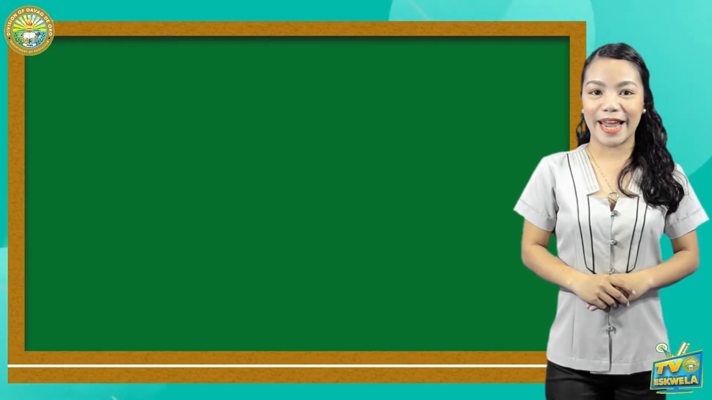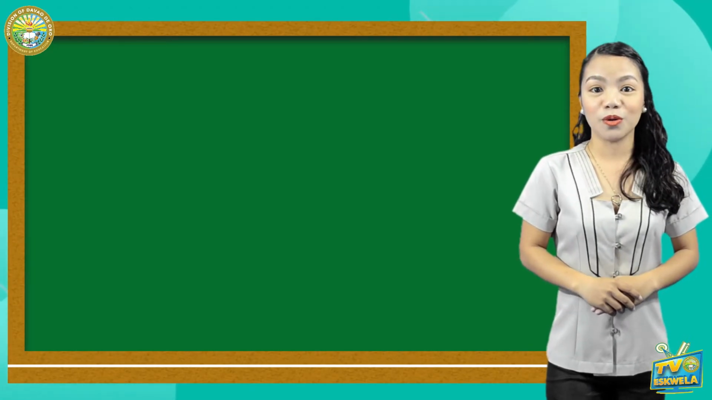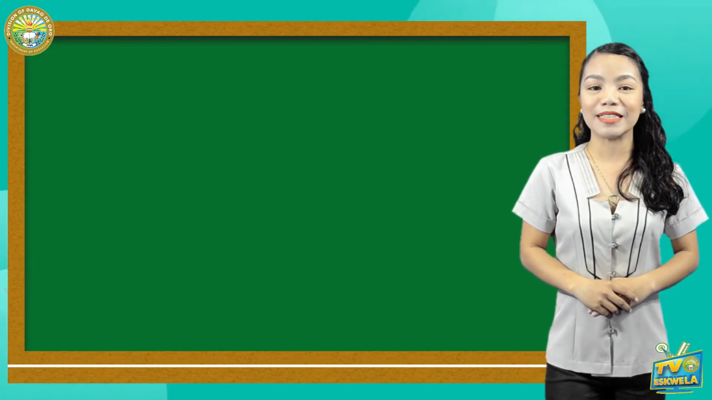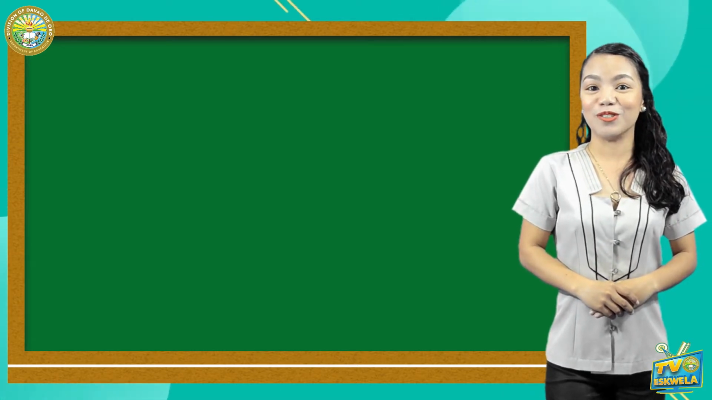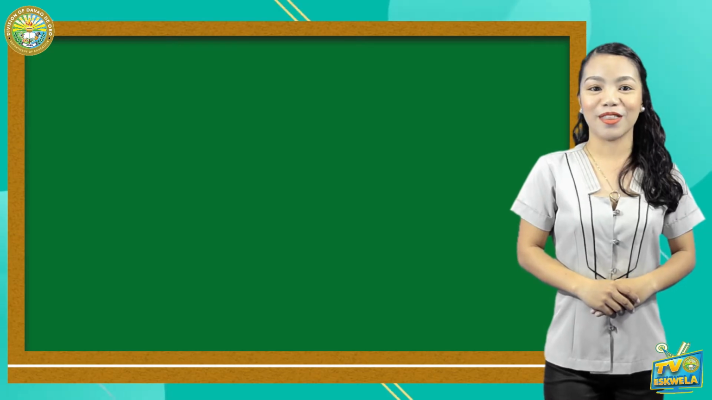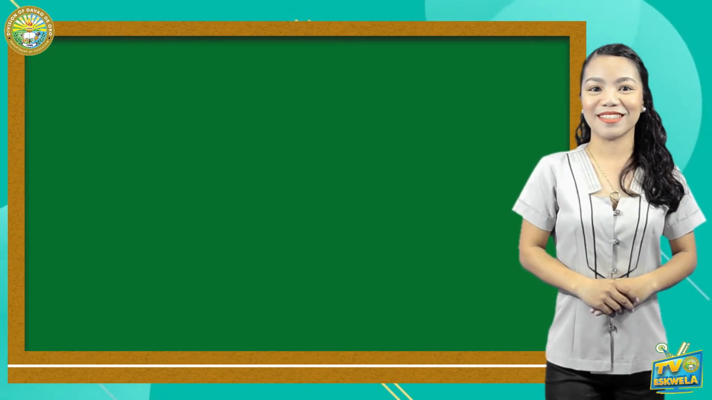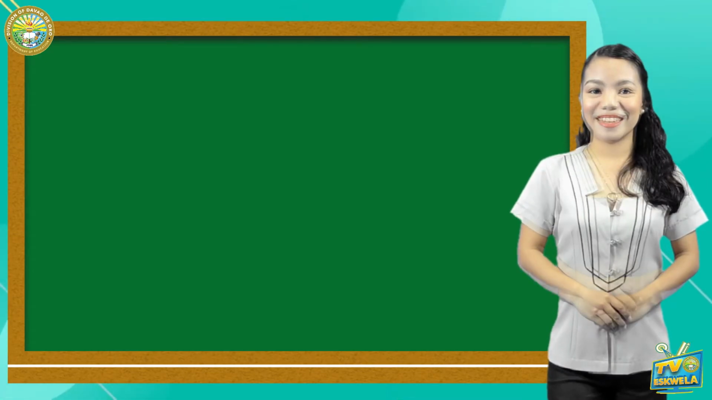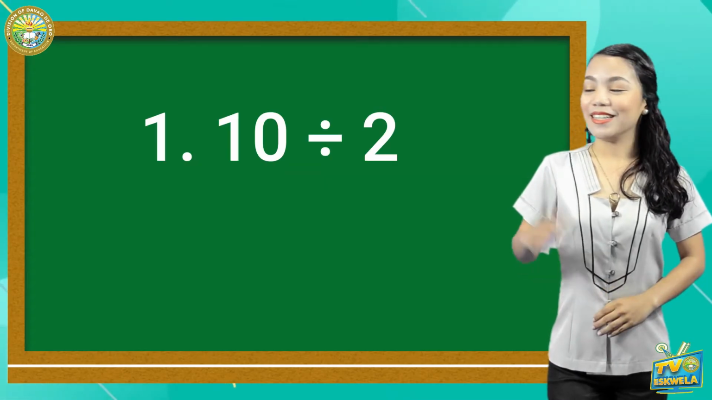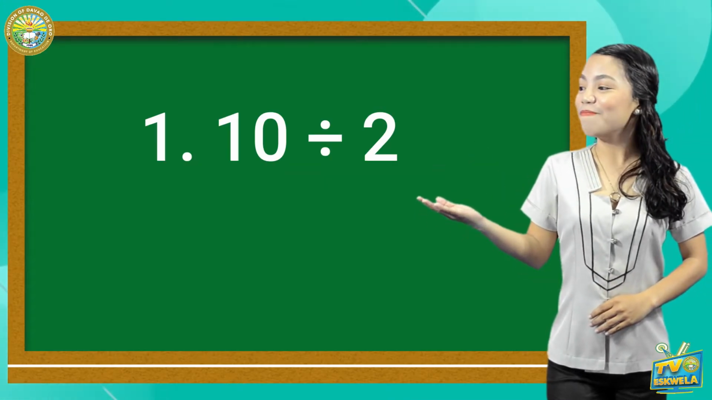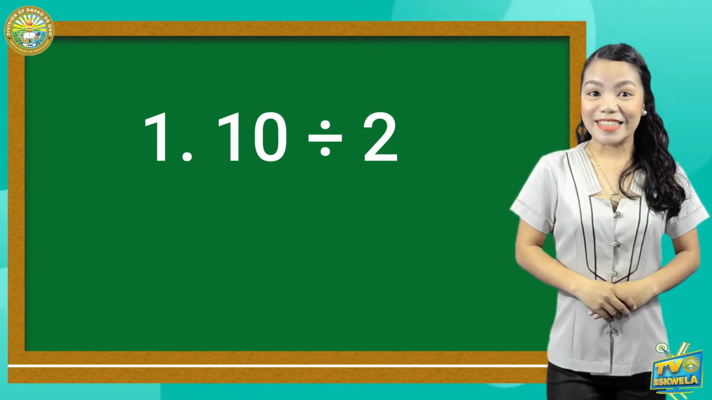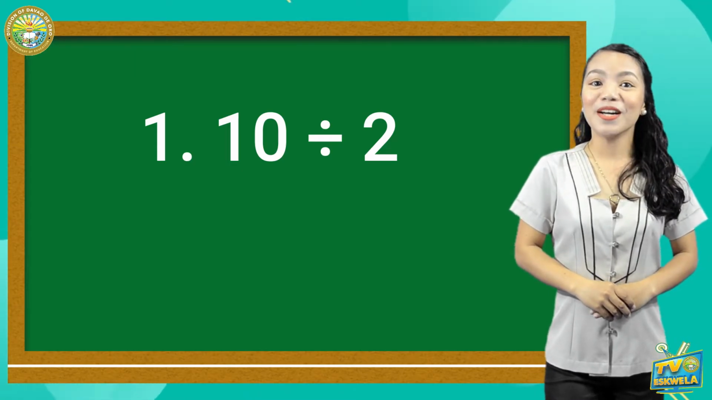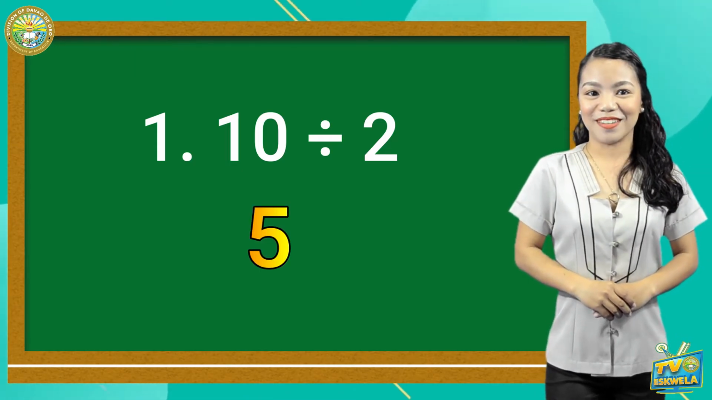Activity 1A. I want you to divide the following mentally. I will give you 5 seconds to do so, and we'll together check your answers. Let's start. Number 1. 10 divided by 2. 10 divided by 2 equals 5.